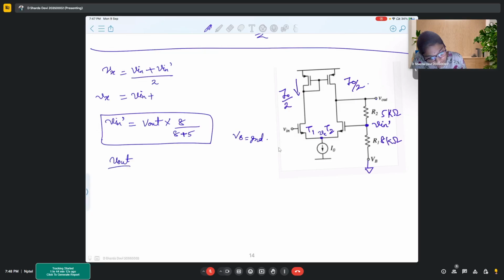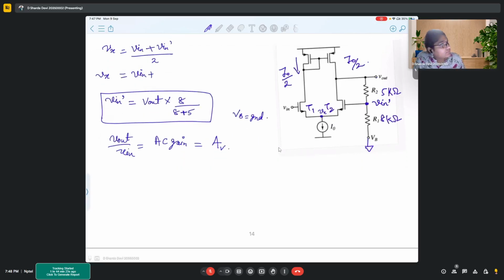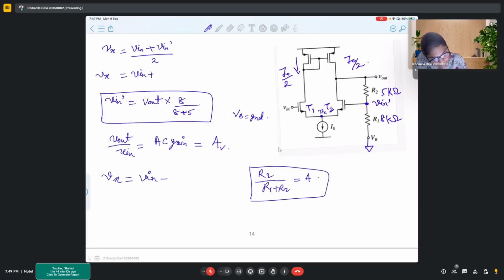Now we know that Vout by Vn is the AC gain, that is, let's say AB. If I say my factor R2 by R1 plus R2 is my factor A, Vx will become Vn plus A times Vout, by 2.